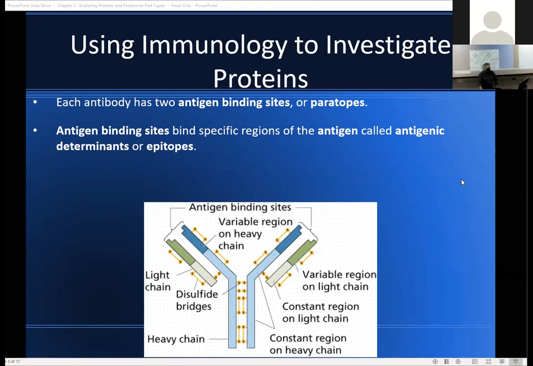Again, looking at parts of the antibody, each antibody has two antigen binding sites or paratopes. What I indicated with my hands here, these are the paratopes, the sticky bits that recognize the antigen. Antigen binding sites bind specific regions of the antigen called antigenic determinants or epitopes. So the part of the foreign molecule that is bound by the antibody is called an epitope.